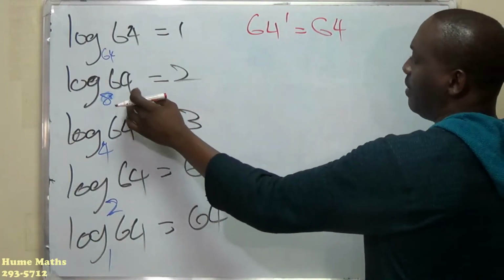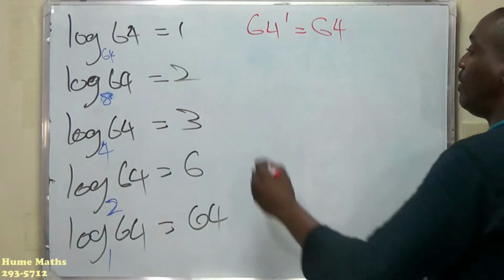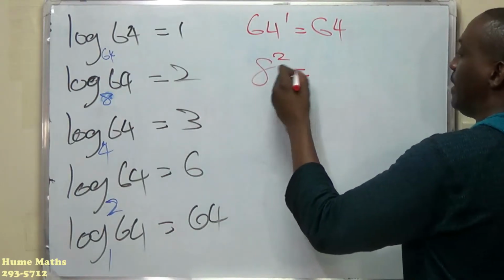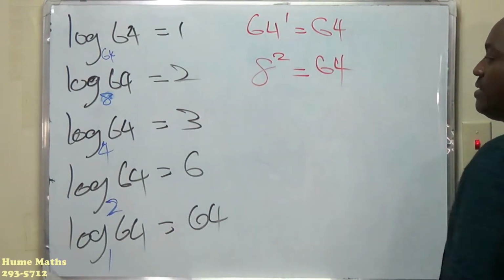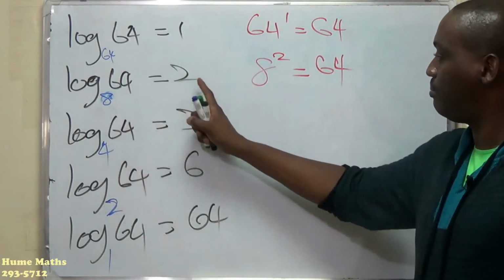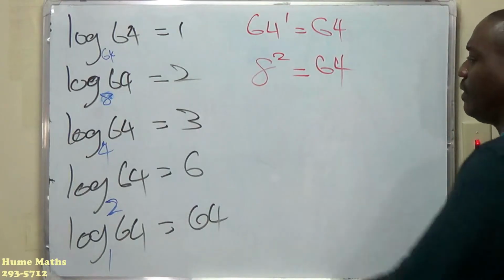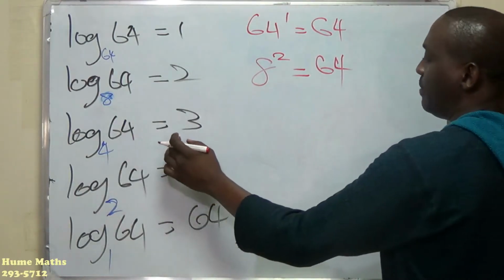The log to the base 8 of 64 is 2. That is so only because 8 squared is also 64. So the base is 8, the power is 2, and the quotient is 64. The log of 64 to the base 4 is equal to 3.